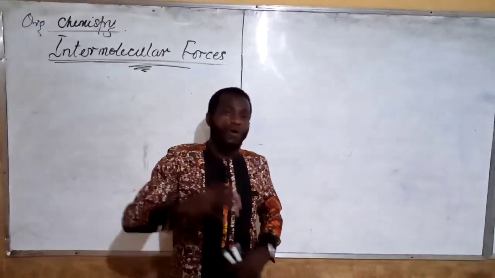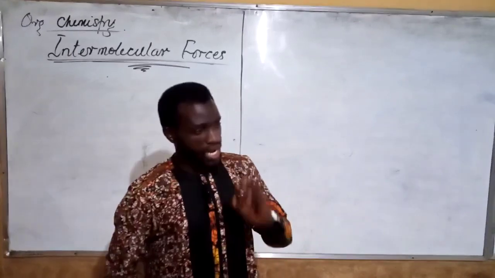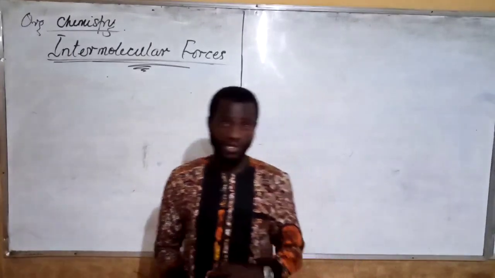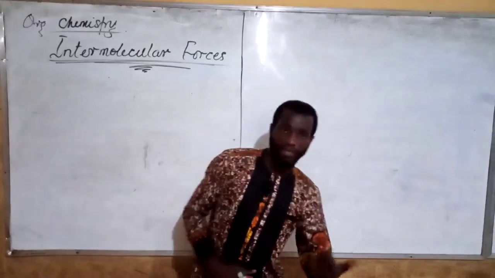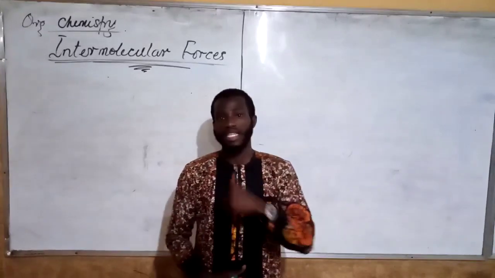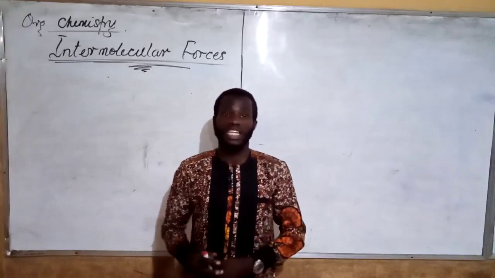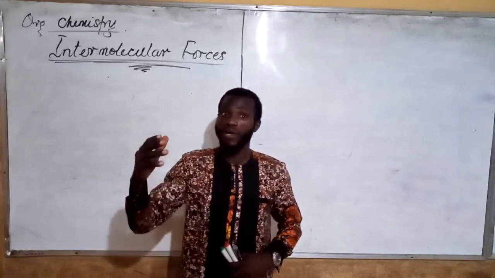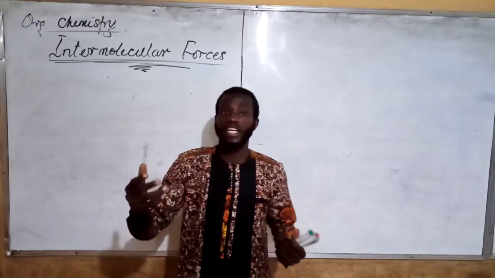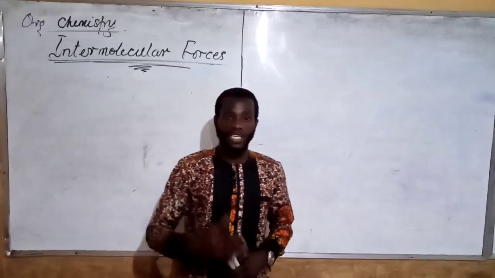Now, recall that in our last video, we talked about electrovalent and covalent bonds, and we said that the electrovalent bonds are stronger than the covalent bond because of the electrostatic force of attraction that is holding them together. Hence, they have a higher boiling point and a higher solubility in water.